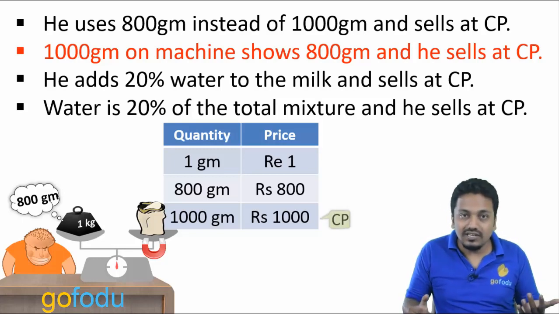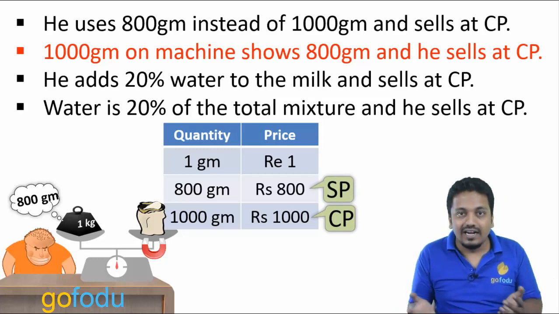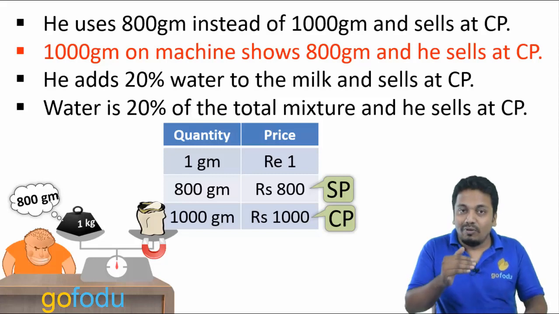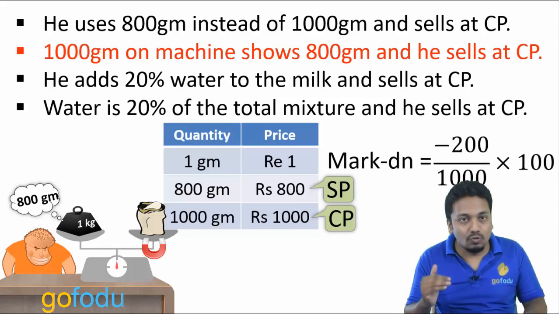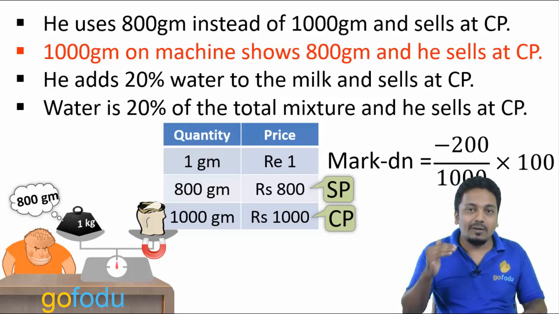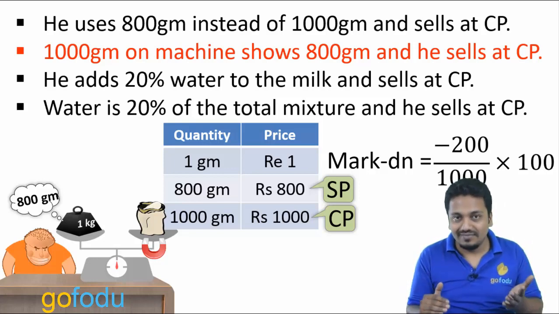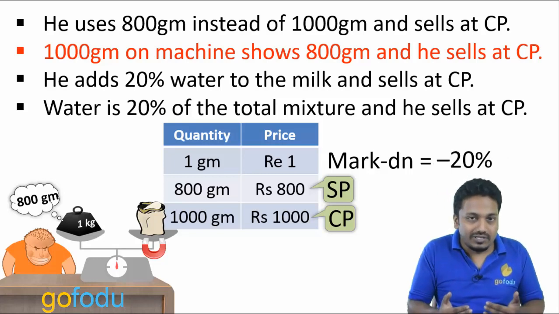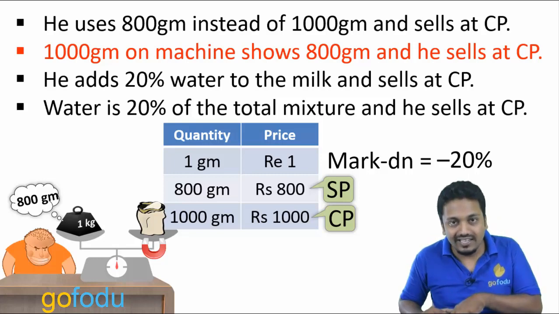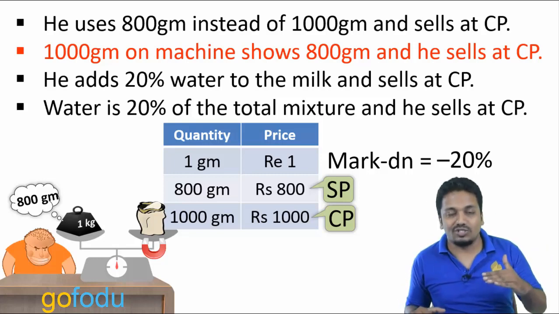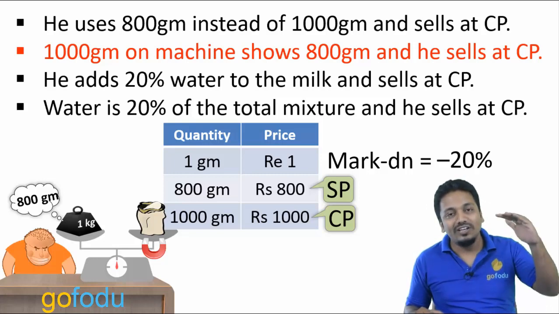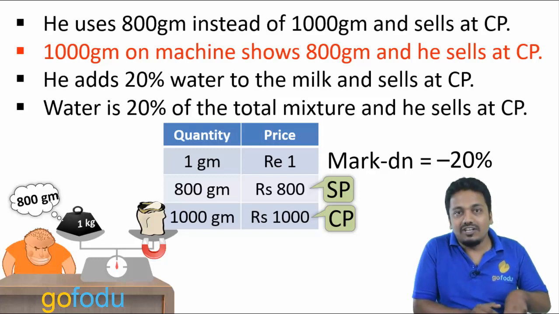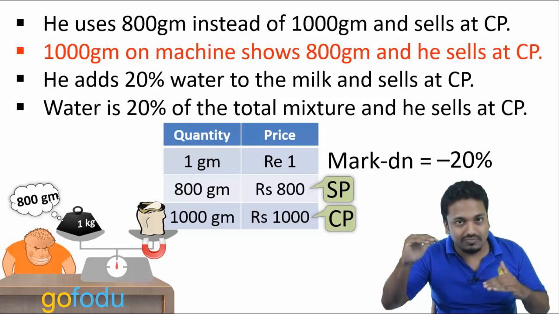So cost price is 1000 and selling price is 800. And selling price minus cost price is minus 200. So marked down percentage will be minus 200 upon 1000 into 100. That is 20%. There is a loss of 20%, or this sort of faulty weighing can be treated as marking down the cost price. Okay, it is similar to marking down the cost price. So a faulty weighing scale can easily be dealt with by marking up and marking down the cost price.